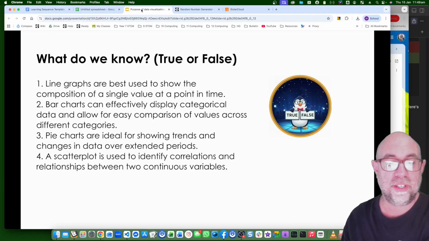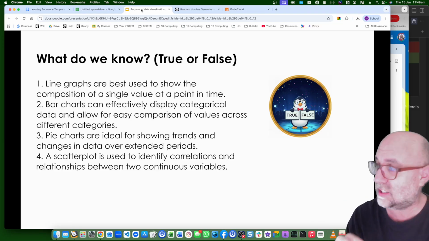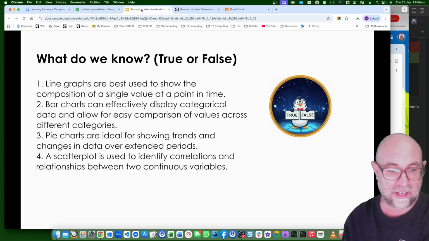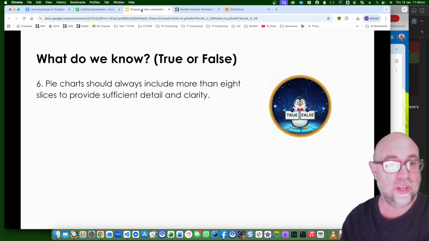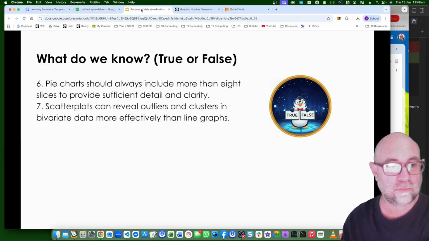Scatter plot is used to identify correlations and relationships between two continuous variables. So that's not where they're in categories, it's where they've got numbers, and in actual fact that's true. Line graphs are particularly useful when you need to display how data changes continuously over time. Well, that's true. That's in fact literally their virtue. Pie chart should always include more than 8 slices to provide sufficient detail and clarity. No, that 8's completely fictional.